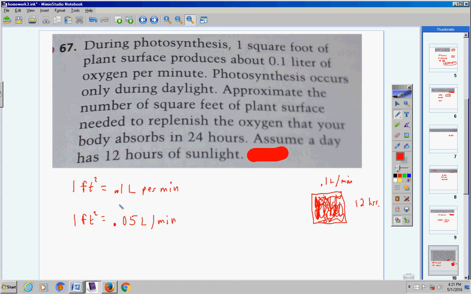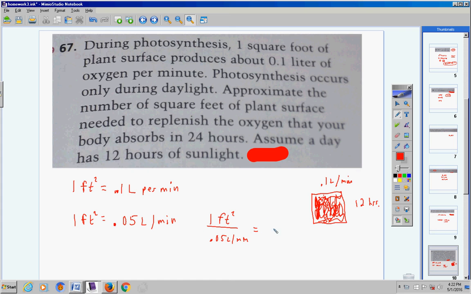So this is the more accurate ratio I need to use, or the conversion factor I want to use. I am going to use ratios, by the way. I'm going to say 1 square foot gives me 0.05 liters per minute. All right? Like that.